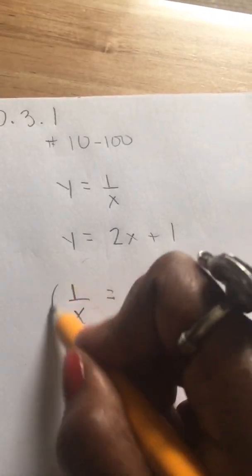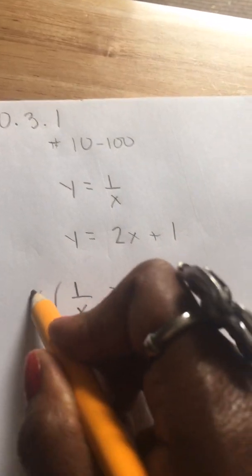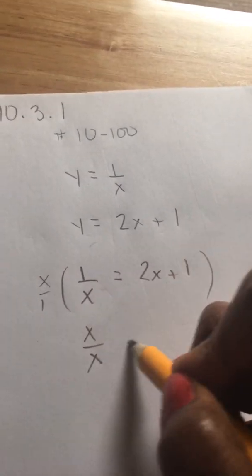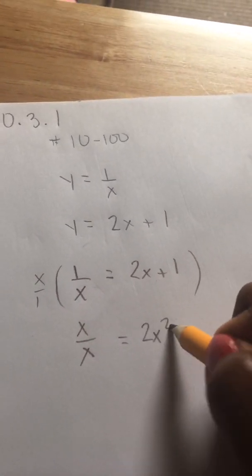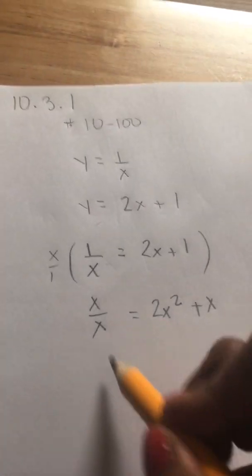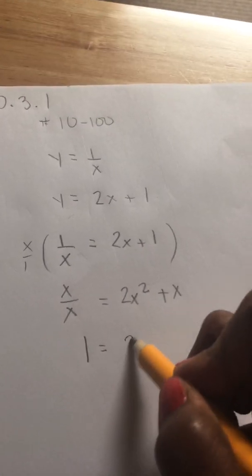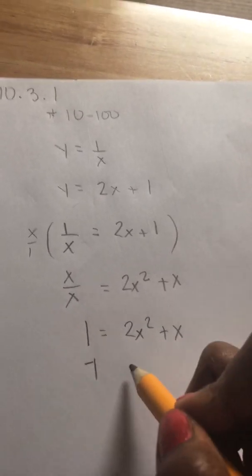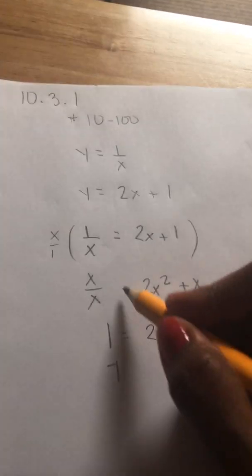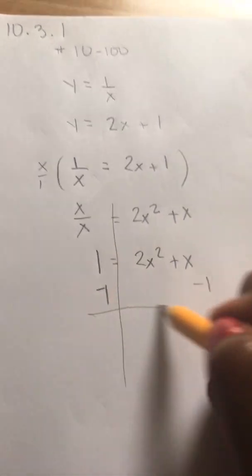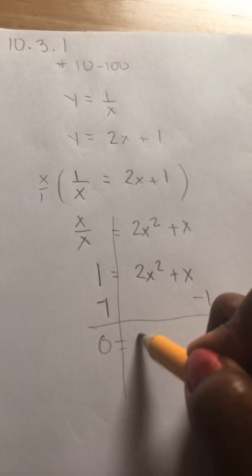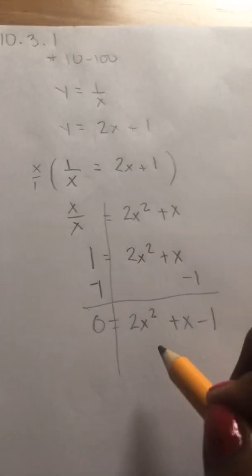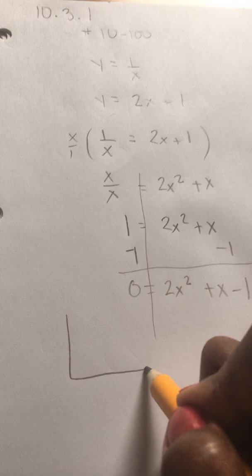I want to get rid of that x on the bottom, so I'll multiply everything by x over 1. When I do that, I get x over x equals 2x squared plus x. X over x equals 1, so 1 equals 2x squared plus x. Take away 1 from both sides. I guess I could have made the train tracks. Sorry about that. And we get 0 equals 2x squared plus x minus 1. I want to factor that to see if I can solve for x.